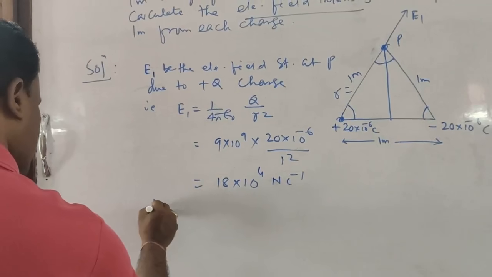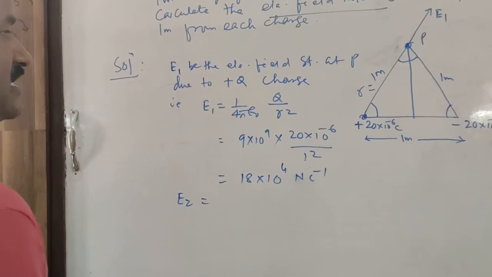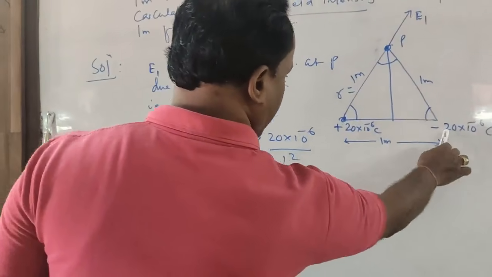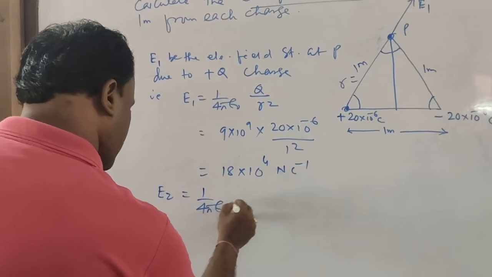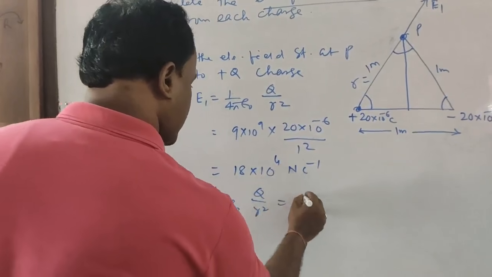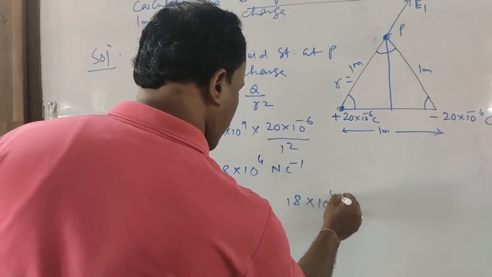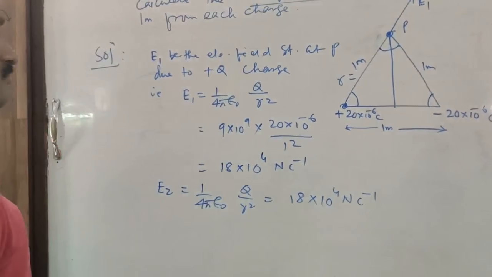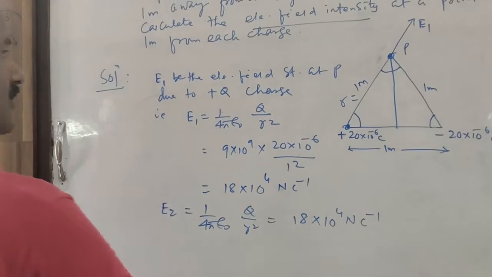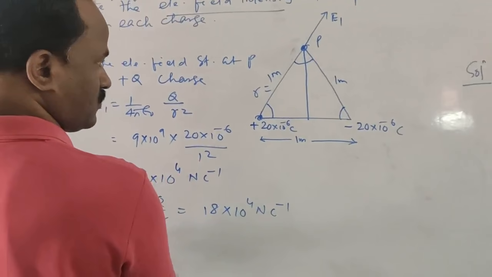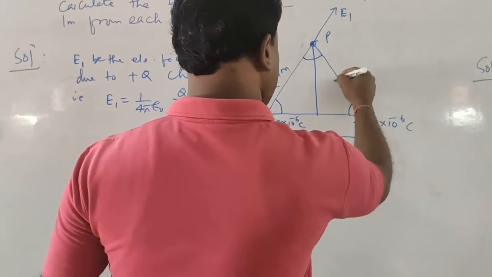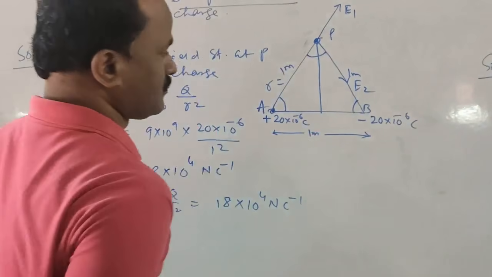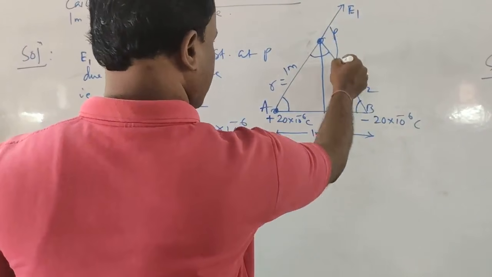Similarly, E2 is the electric field strength at the point P due to the negative charge minus 20 × 10⁻⁶. It will be the same, 1 upon 4 pi epsilon naught q divided by r square. The same result, 18 × 10⁴ Newton per coulomb. Clear? See, the direction of E2 is from P towards B. This is the direction of E2. Then the angle between E1 and E2 is how much?